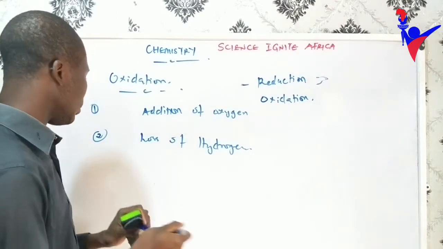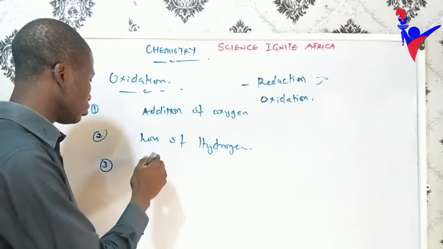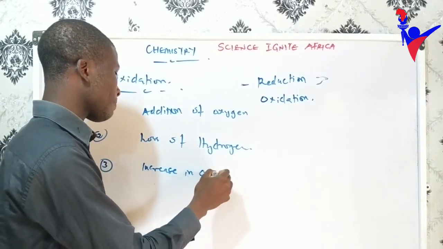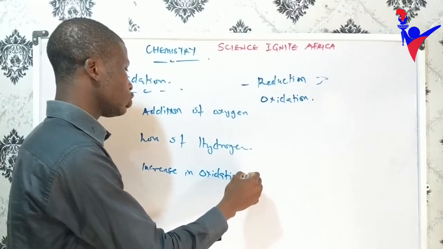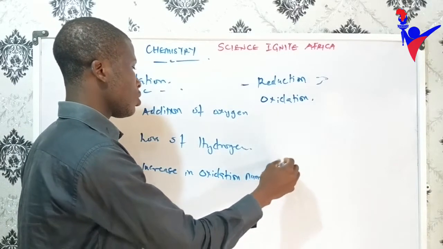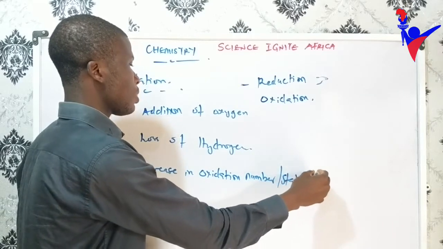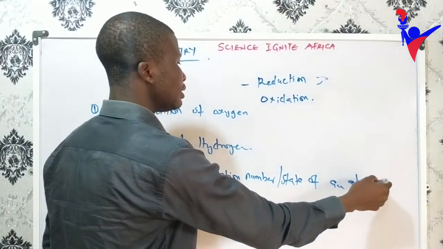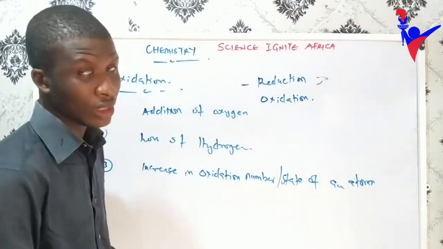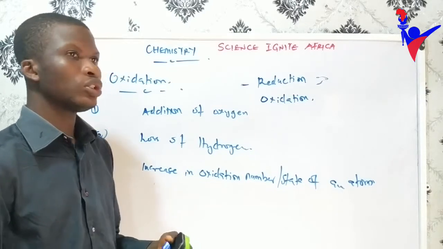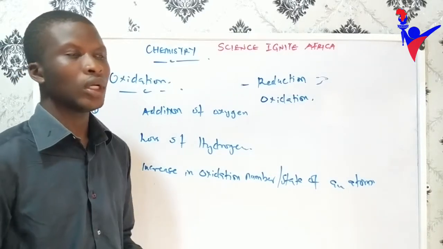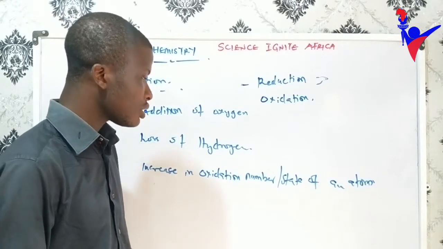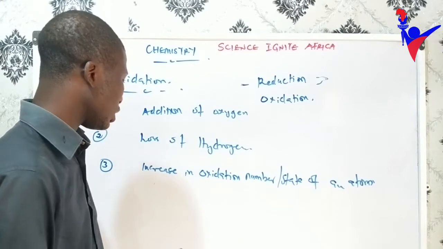Alright, the next thing is increase in oxidation number, or oxidation states of an atom. By this, you are also sure that oxidation has taken place. That is, whenever the oxidation state or oxidation number of a species changes from the value where it was before and has an increase in it, you can say oxidation has taken place.